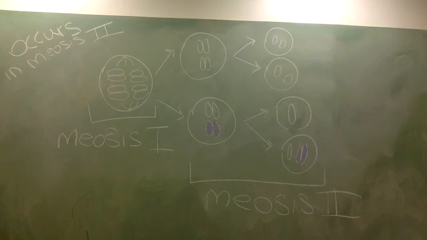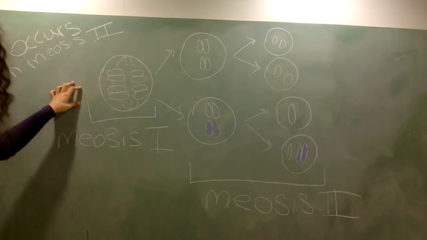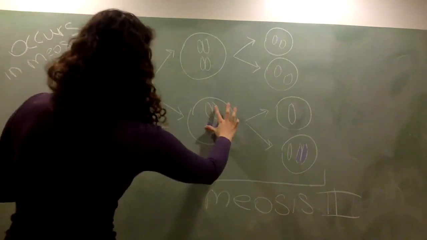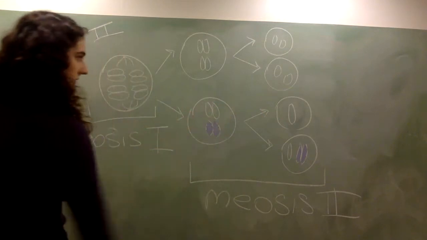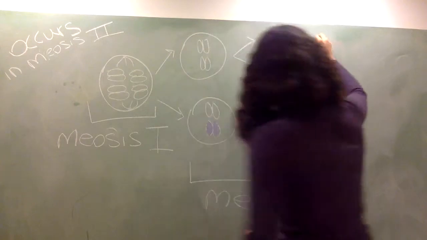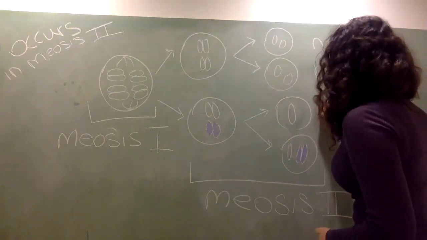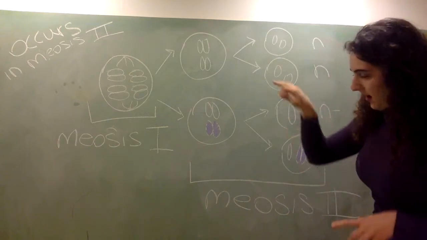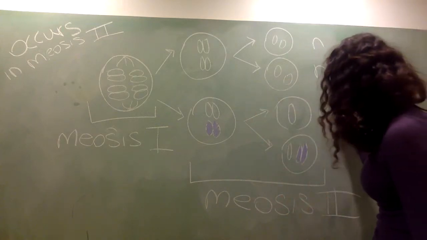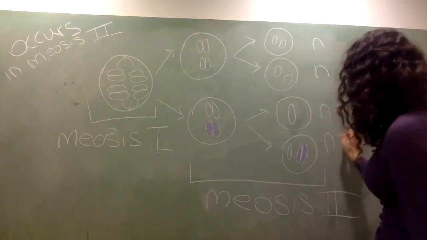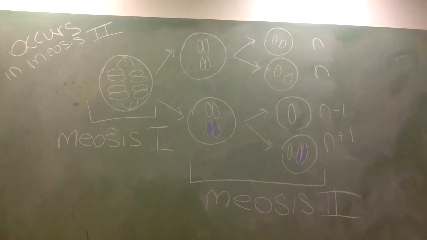As you can see, meiosis 1 is completely normal. Then you go to meiosis 2, and these two end up sticking together. So these two go one way, and that one goes the other way. This is normal. So what you end up with is N. You were originally going to have 2, but now you have 1, so N minus 1. Now you originally were going to have 2, and now you have 3, so you end up with N plus 1. That's it.